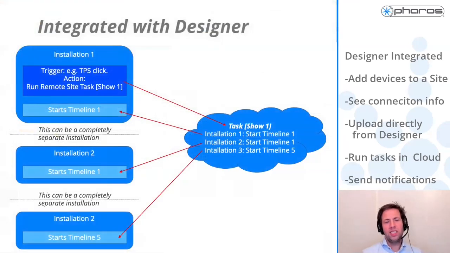For example, in this situation, you have a customer who has one big project with 3 different installations, and all installations are connected to the same site, but let's say only via internet, 3 bridges in a city as example. Now, on one of those installations can be a TPC or a TPS, and if a customer hits that button, it will send the action to the cloud to start the timeline on those 3 different installations.